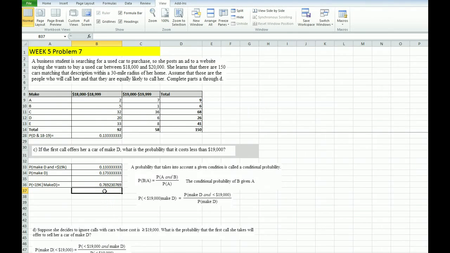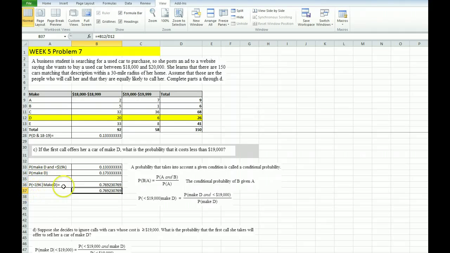Another way you could look at this, just to look at it rationally, if we want to find the probability that it is less than 19,000 given it's a make D, it means we're only interested in this cell, and the successes would be 20, and the total possibilities would be 26, right? And that gives you the same figure, and it's just a different way of looking at this and understanding what conditional probability is all about.